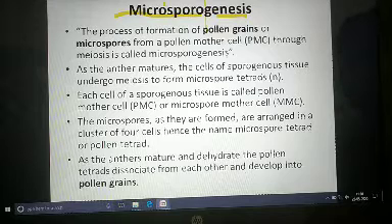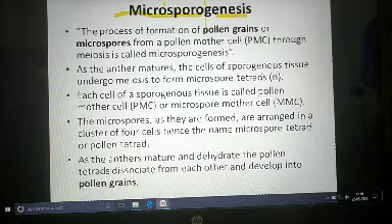So, what is microsporogenesis? It is a process of formation of pollen grains. Pollen grains are nothing but microspores formed from the pollen mother cell through meiosis. As the anther matures, the cells of sporogenous tissue undergo meiosis to form microspore tetrads. Each cell of a sporogenous tissue is called a pollen mother cell. So it is a diploid cell. The pollen mother cell is abbreviated as PMC, or microspore mother cell, MMC.